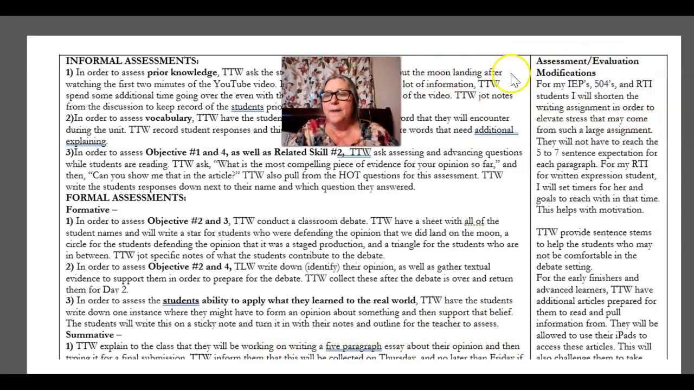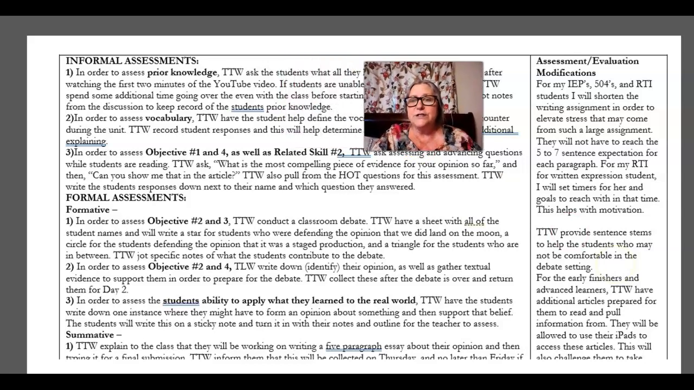And again, she's talking about different groups, how she's going to shorten the writing assignment, and then she's going to provide some sentence stems to help students who might be having trouble with the debate she's got planned.